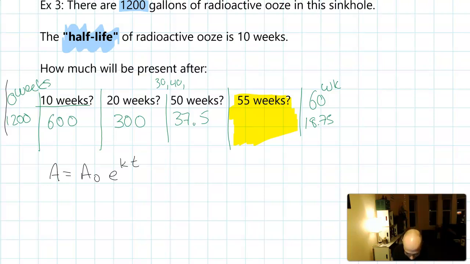So I think the easiest data points to use will be these first 2 weeks. So we know the initial amount is 1200. We know that after 10 weeks, so we have k, which is still unknown, times 10, we should get 600 remaining. And like before, we just have to solve for that k value.